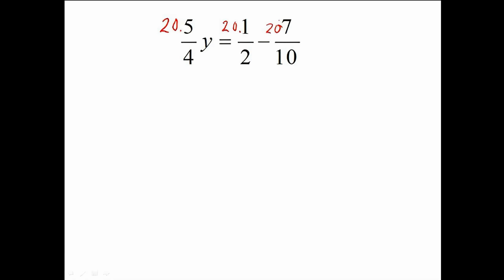And then we'll clean up. The first one, 4 will go into 4 one time, and into 20 it will go 5 times. So we have 5 times 5 is 25y. Then our equals. In the next part, 2 will go into 2 one time, and into 20 it will go 10. 10 times 1 is 10. And the third part, 10 will go into 10 one time, and into 20 it will go 2 times. 2 times 7 is 14.